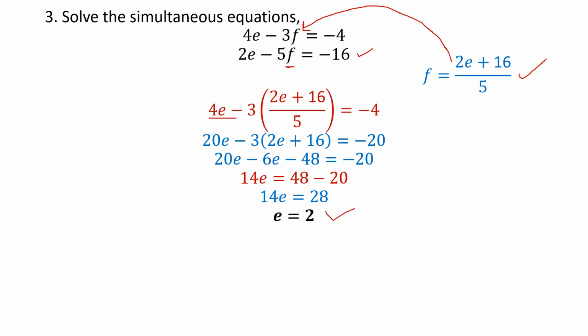Having this value of e, we can now use it to find the corresponding value of f. We can use this equation: f is equal to 2e plus 16 all over 5, right, like this. So for e we are substituting 2, so it will be 2 by 2 plus 16, which is being divided by 5, and this simplifies to 20 over 5, which is 4.